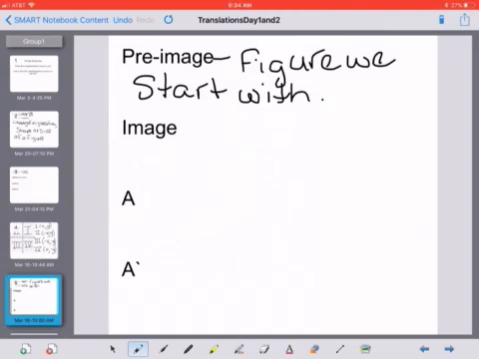So if you think of it, pre means before. So this is a figure we're using before we move it to wherever we're going to move it, whatever the directions tell us. The image is the transformation of the original figure or the pre-image.